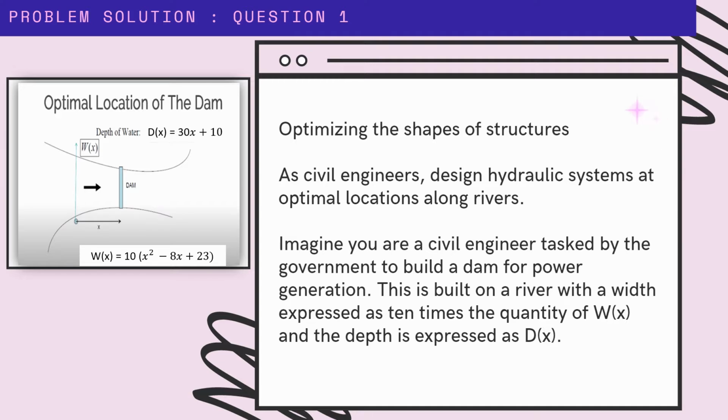As for this case, as a civil engineer, we were given a task to build a dam for power generation. This is built on a river with a width expressed as 10 times the quantity of x squared minus 8x plus 23, and the depth of the water is expressed as 30x plus 10.